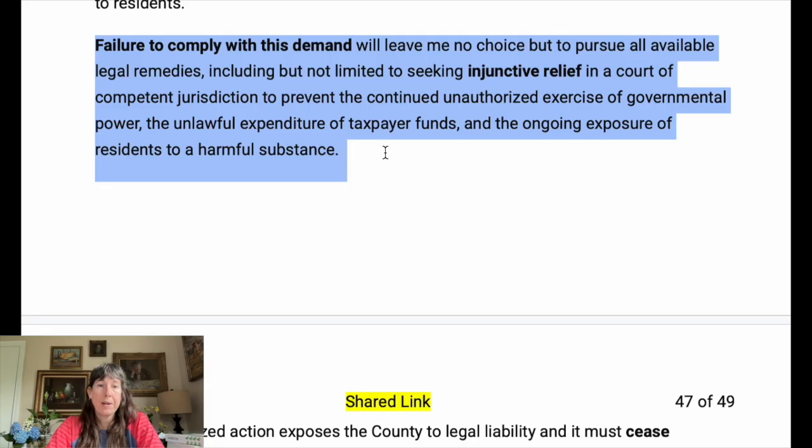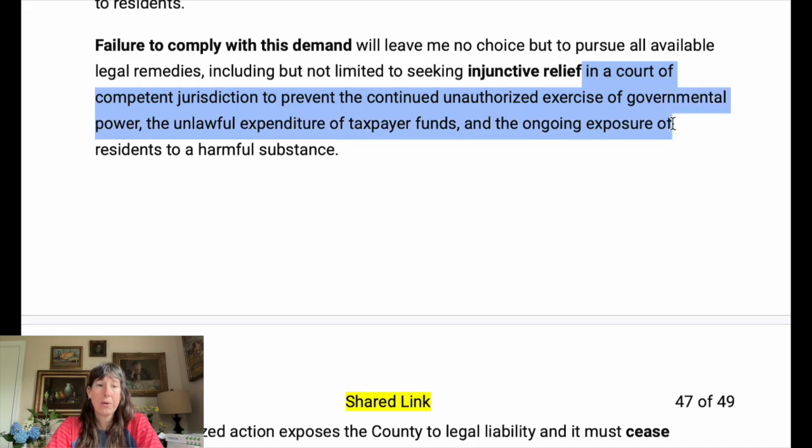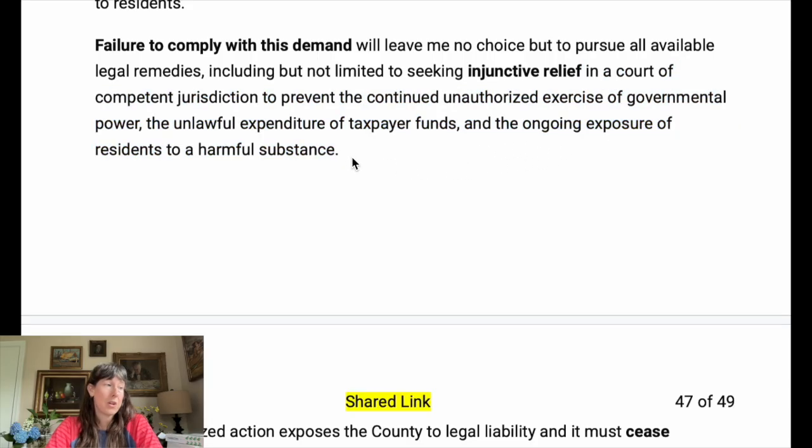Failure to comply with this demand will leave me no choice but to pursue all available legal remedies, including but not limited to seeking injunctive relief in a court of competent jurisdiction to prevent the continued unauthorized exercise of government power and unlawful expenditure of taxpayer funds and the ongoing exposure of residents to a harmful substance.